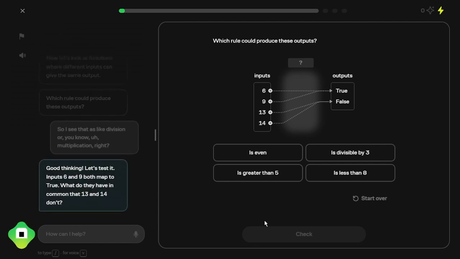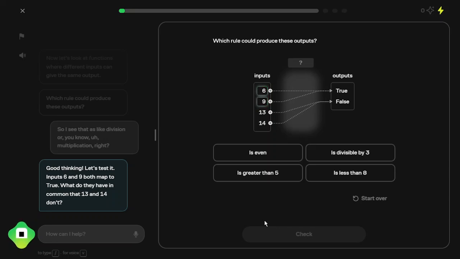Good thinking. Let's test it. Inputs 6 and 9 both map to true. What do they have in common that 13 and 14 don't? So 6 and 9, I think, is not even. Not 6 is even, but 9 is not. It's greater than 5, correct? But if you say greater than 5, the inputs 13 and 14 are also greater than 5, but it's not a correct answer, it's false.